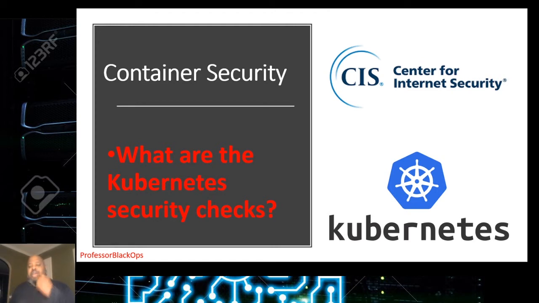So I usually fall back to the CIS checks, which is the Center for Internet Security. They have a bunch of checks for hardening for a bunch of different platforms, systems, and OSs. So I usually fall back to that. We're gonna hit it up with the CIS checks today. So let's get started.